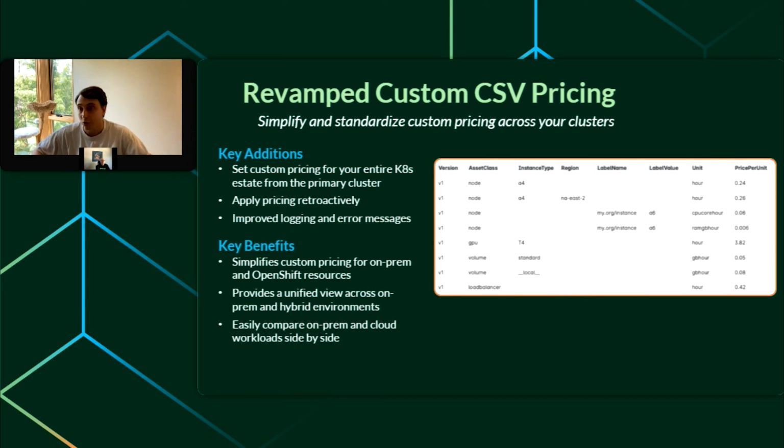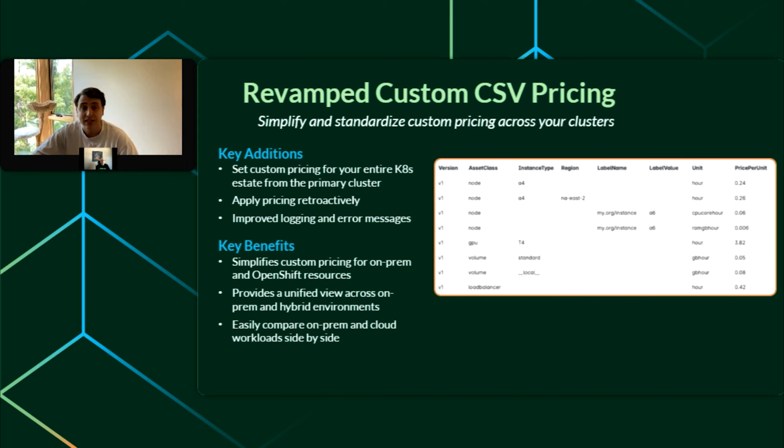We still have the old experience. So if you want different pricing sheets for each cluster, you still have that flexibility. But now if you have a set of clusters running on a consistent set of hardware where you want a consistent set of prices, you can just upload one custom pricing sheet to the primary cluster and you're done. So even if you have thousands of clusters, we can use these prices.